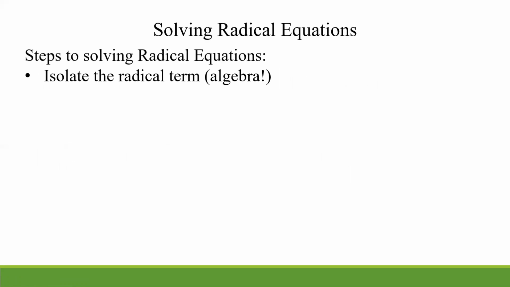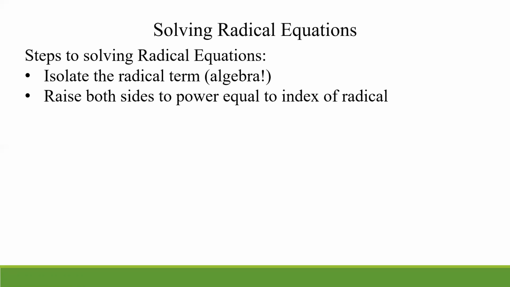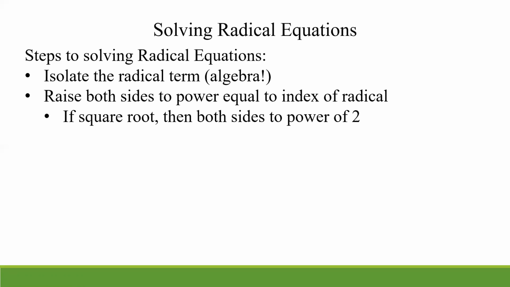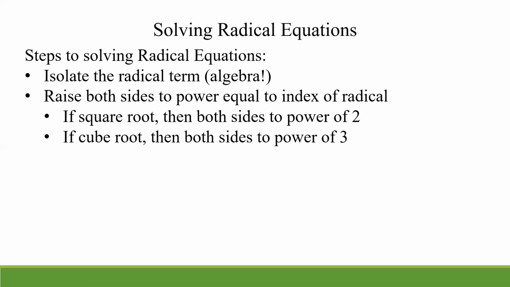Okay. So what are the steps? First off, we're going to get the radical term by itself. Whatever that radical thing is, we're going to make sure that's by itself on one side first, and then we're going to move on from there. To get rid of that radical, we're going to raise both sides to the power equal to the index. We talked about the index last week when we did the exponent rules. If it's a square root, you'll raise both sides to the power of 2. If it's a cube root, both sides to the power of 3, and so on up the line. If you had a fifth root, you raise both sides to the power of 5. And then we're going to keep on solving for x.